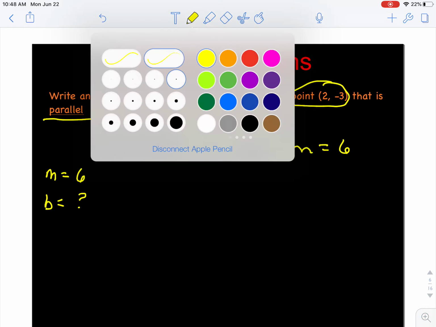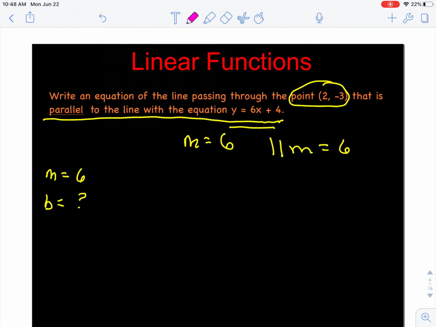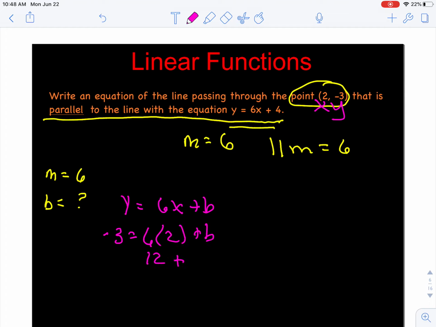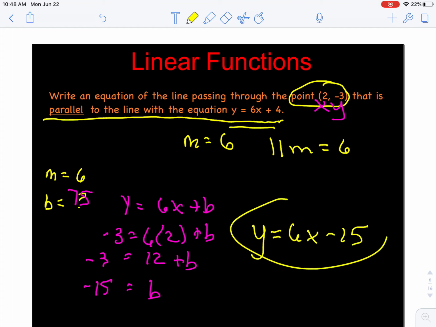I don't know my y-intercept. So what I do to find the y-intercept is I take the point that I'm given and I plug it into y equals mx plus b, so 6x plus b. Now I take my ordered pair, I put the -3 in for y, I put the 2 in for x, and that gives me 12. So now I get b equals -15. So now I have what I need to write the equation y equals 6x minus 15.